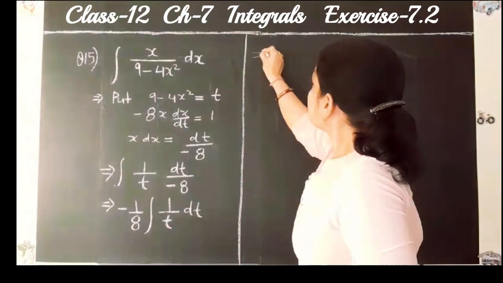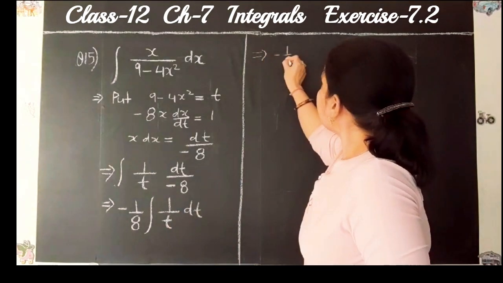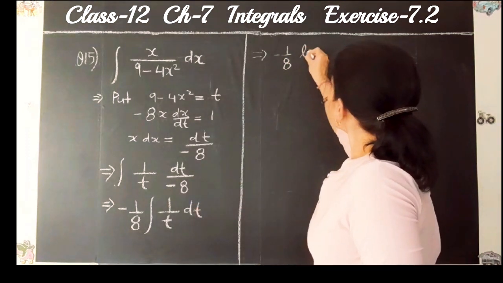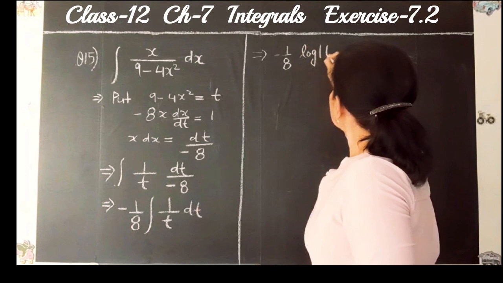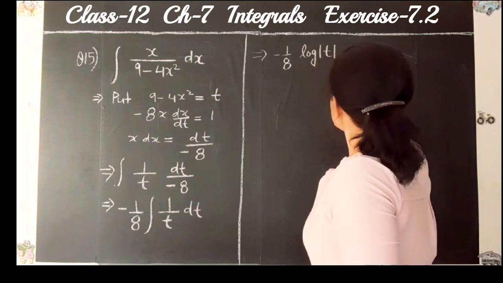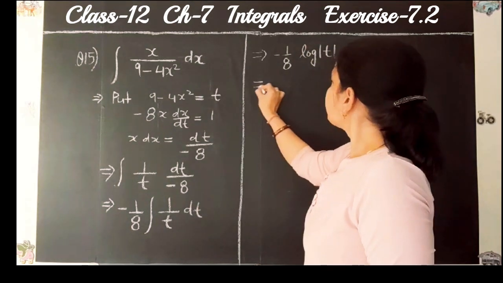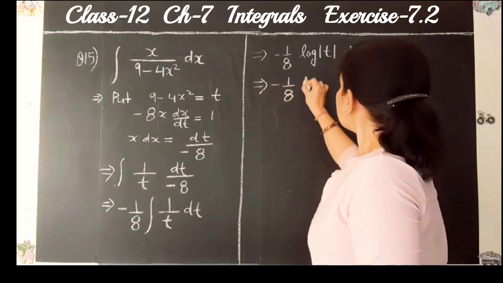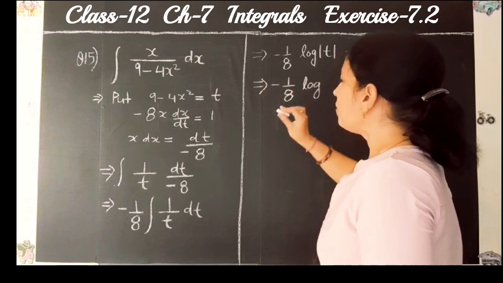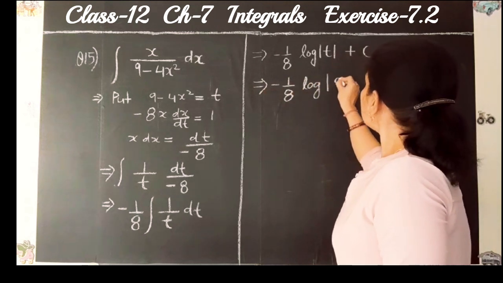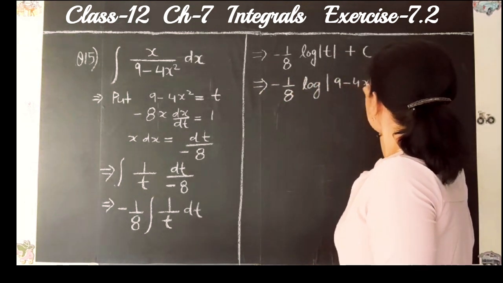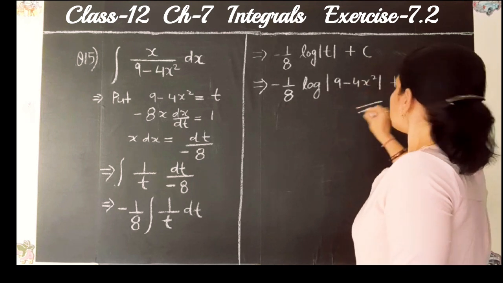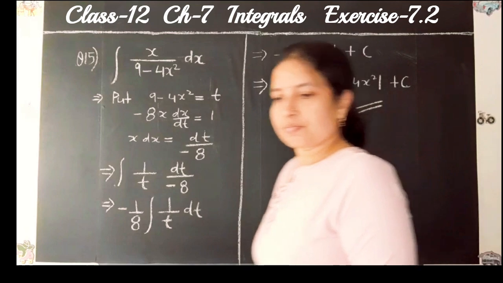So write here, first write minus 1 by 8 as it is, and here it will be log mod t plus write a constant c. Then write minus 1 by 8 log, put the value of t. T is equal to 9 minus 4x square plus write a constant c. So this is your answer.